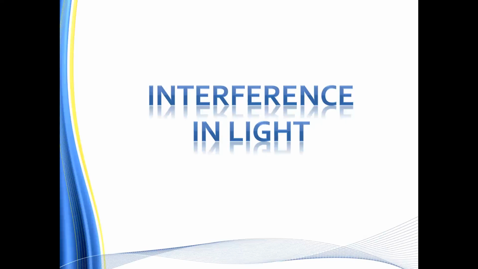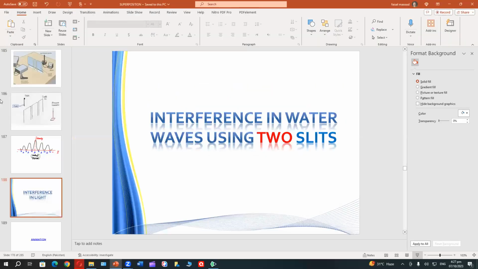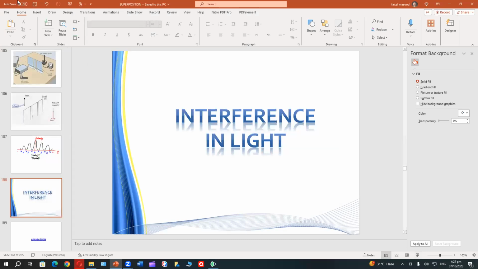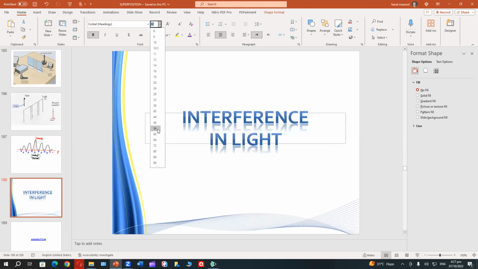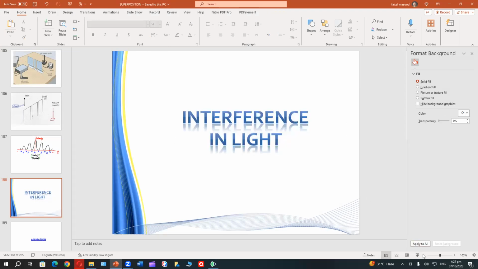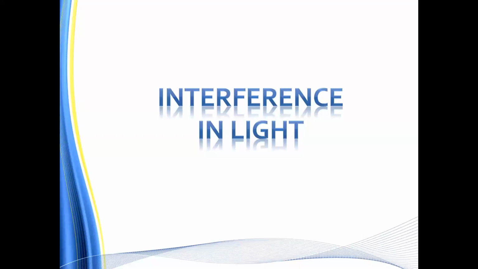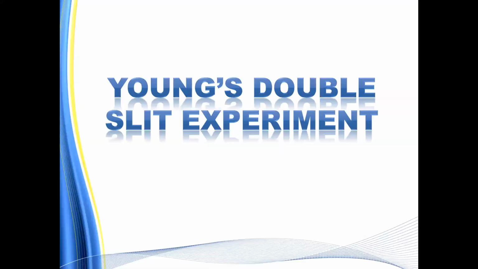Now comes interference in light. Interference in light is a difficult topic. From the start, it was a challenge for scientists. Why was it a challenge for the scientists? Why is it difficult to get interference in light? Because light rays are so short in wavelength that it is never easy to get interference in them.